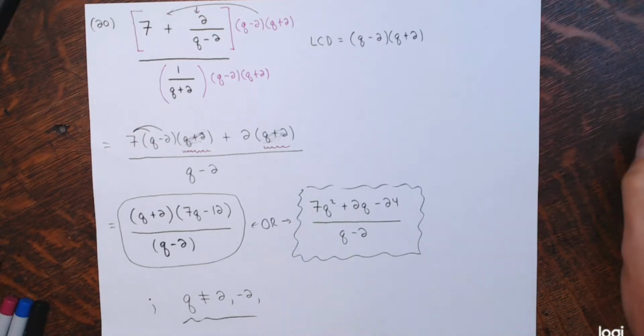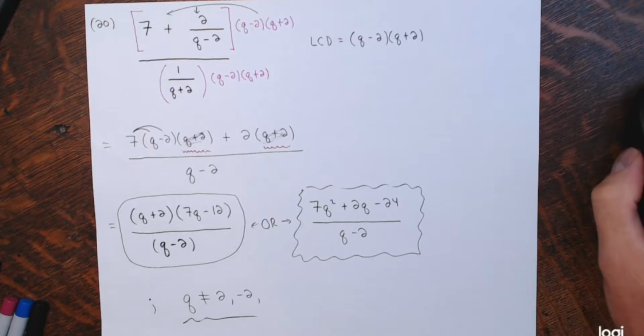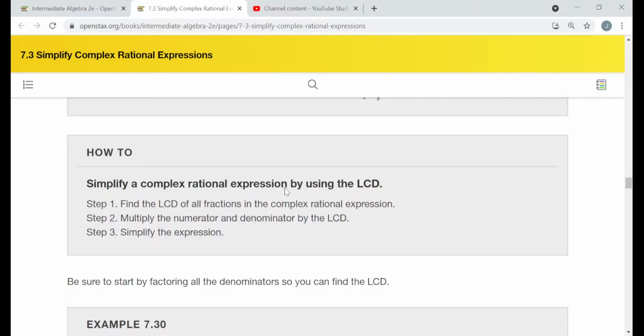So again, to refresh the steps, each time I was doing this, we found the least common denominator of all the fractions within the rational expression, multiplied the numerator and denominator by the LCD, and then simplified afterwards, of course. And I wanted to end up with a fraction, one numerator, one denominator, where the numerator and denominator didn't have any common factors. Okay. All right, great.